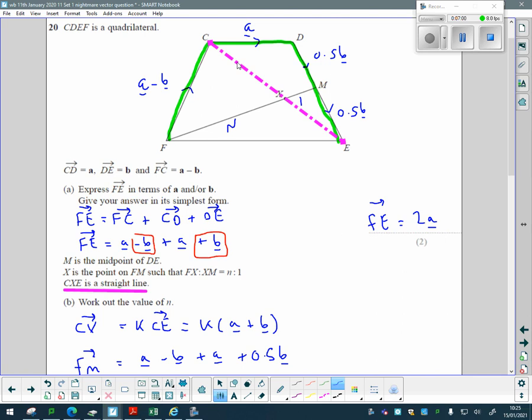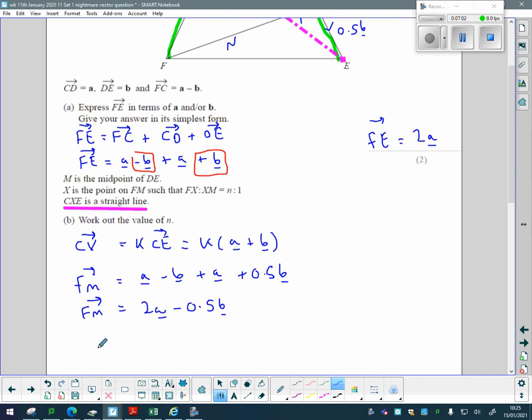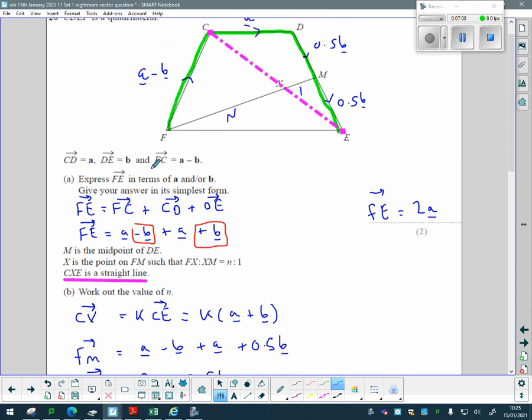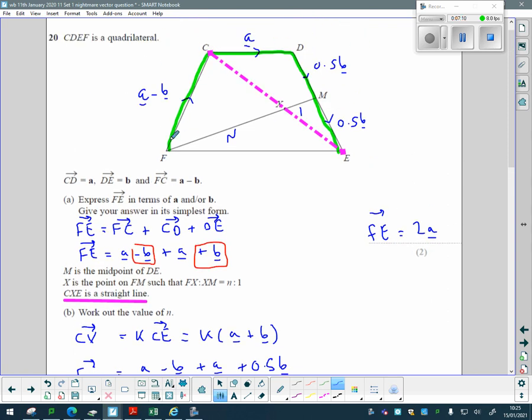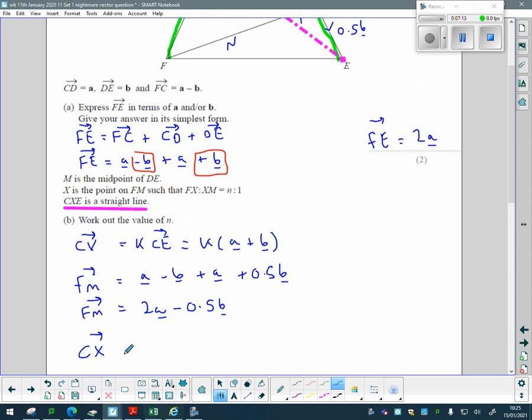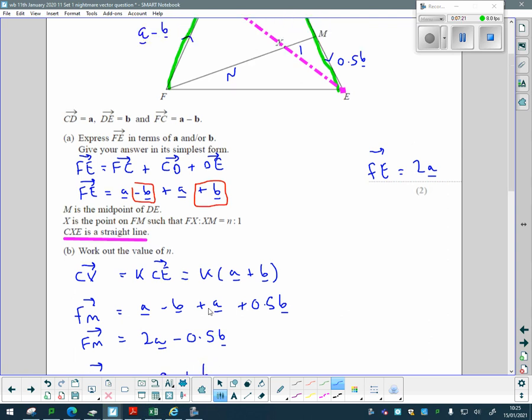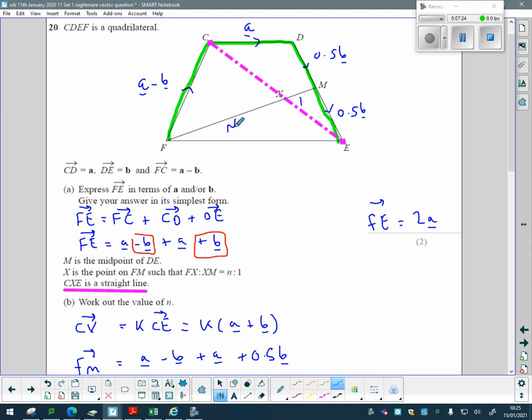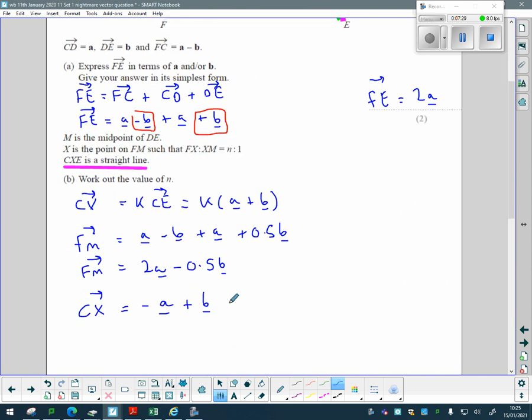So what's our alternative version of CX then? What's our second version of CX? Oh, we're going to go the opposite of this vector here, so minus A plus B. And then we're going to do n over n plus 1 of Fm. So we're going to go n over n plus 1 of Fm.